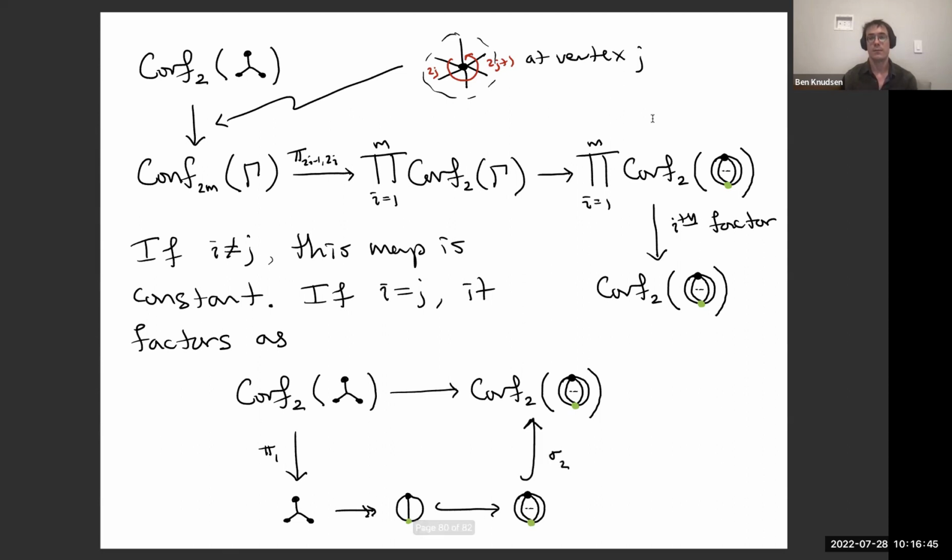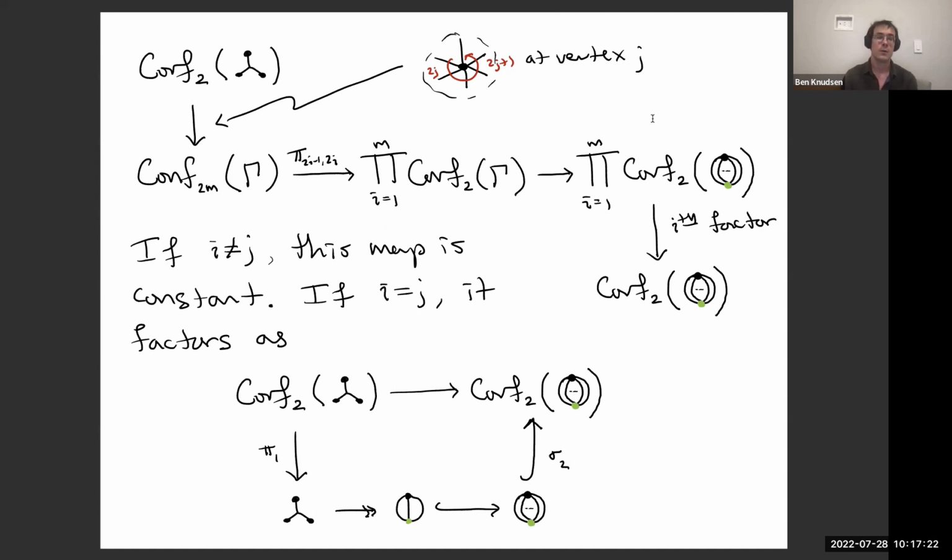And then the nice thing about configuration spaces of graphs with sinks is that the projections all have sections. That's true in general, but the section is obvious here. You just add the new particle at the sink. And so if i is equal to j, then the composite that we're looking at actually factors like this. Because again, there's only one particle in common between what I'm putting in and what I'm projecting down onto. So whatever particle 2j plus 1 was doing doesn't matter because I'm projecting onto 2i minus 1 and 2i.